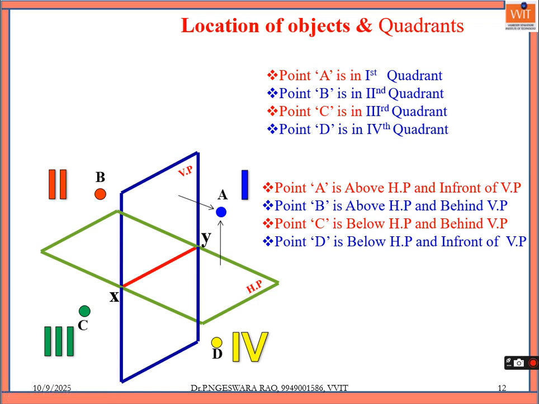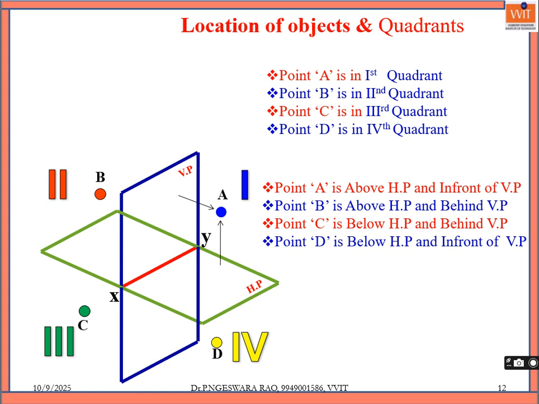So like this, before drawing the image of any object, we must first be familiar with how to identify the location of the object based on these terms: above HP, in front of VP; above HP, behind VP; below HP, behind VP; below HP, in front of VP. Based on this, we need to identify the quadrant of the object. Only then do we start drawing the images of the object in the respective ways.